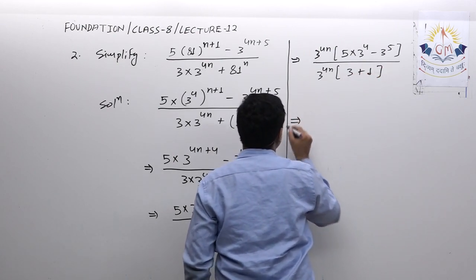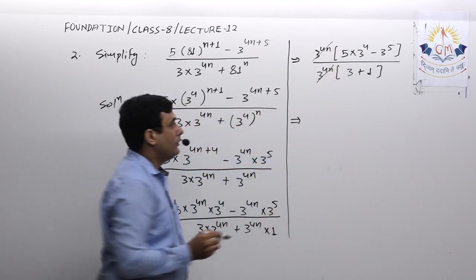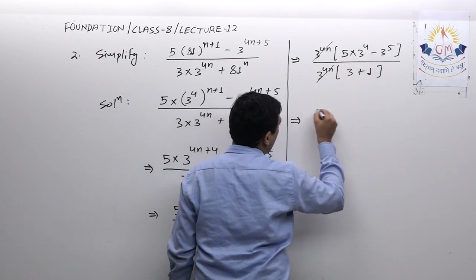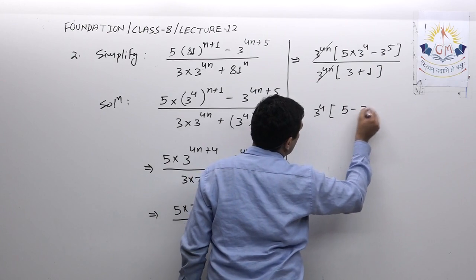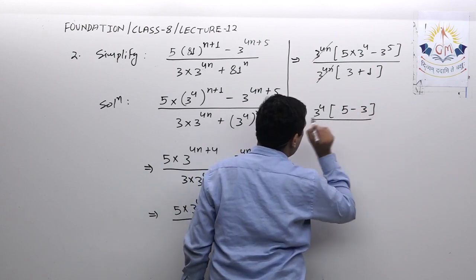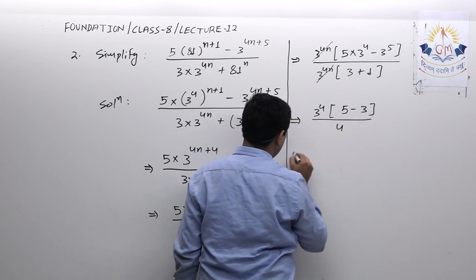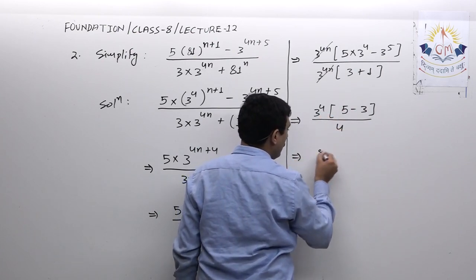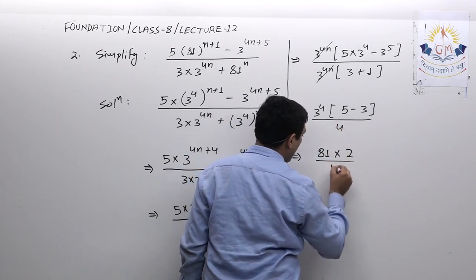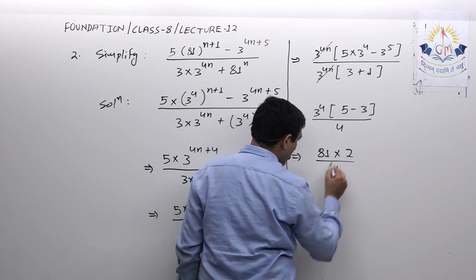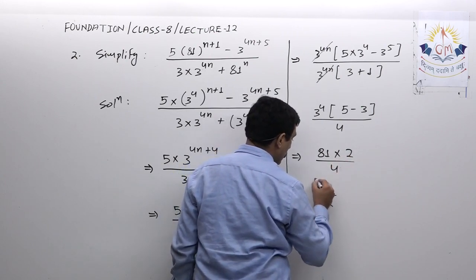Okay, so in the next step, this 3 raised to 4 and 3 raised to 4n will cancel out. Now again from the numerator I can take 3 raised to 4 common, so I will be left with 5 minus 3, and in the denominator I have 3 plus 1, 4. Now 3 raised to 4 is 81 multiplied by 2, 5 minus 3 is 2, divided by 4. So if I cancel this 2 and 4, the final answer is 81 upon 2.